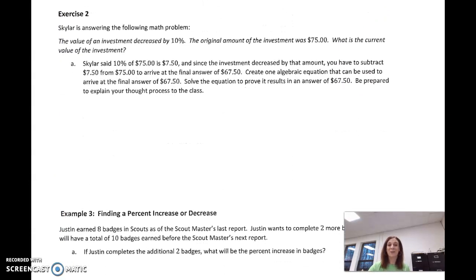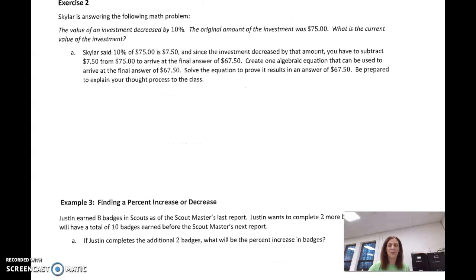Okay. All right, another example here. Skylar is answering the following math problem. The value of an investment decreased by 10%. The original amount was $75. What is the current value? So Skylar said 10% of the 75 is $750, and since it decreased, you have to subtract it. Now it wants us basically to create an equation and show how we get to this answer. Don't worry about explaining your thoughts to the rest of the class, okay?